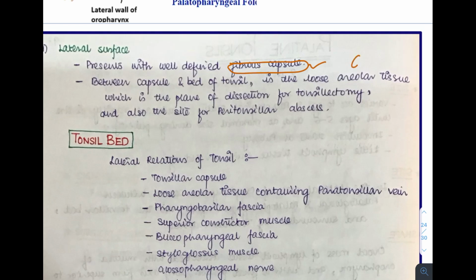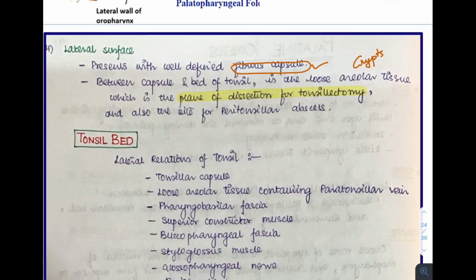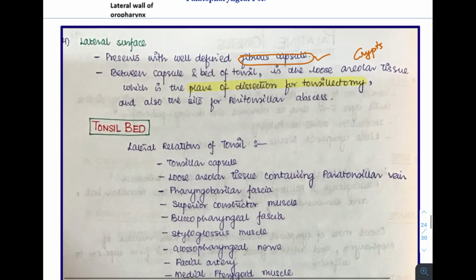It also has a lot of crypts, both of which are not possessed by adenoid. Now, between the capsule and the bed of tonsil is a loose areolar tissue, which is the plane of dissection for tonsillectomy and also the site for peritonsillar abscess. Now, this tonsillar bed is a very important structure.